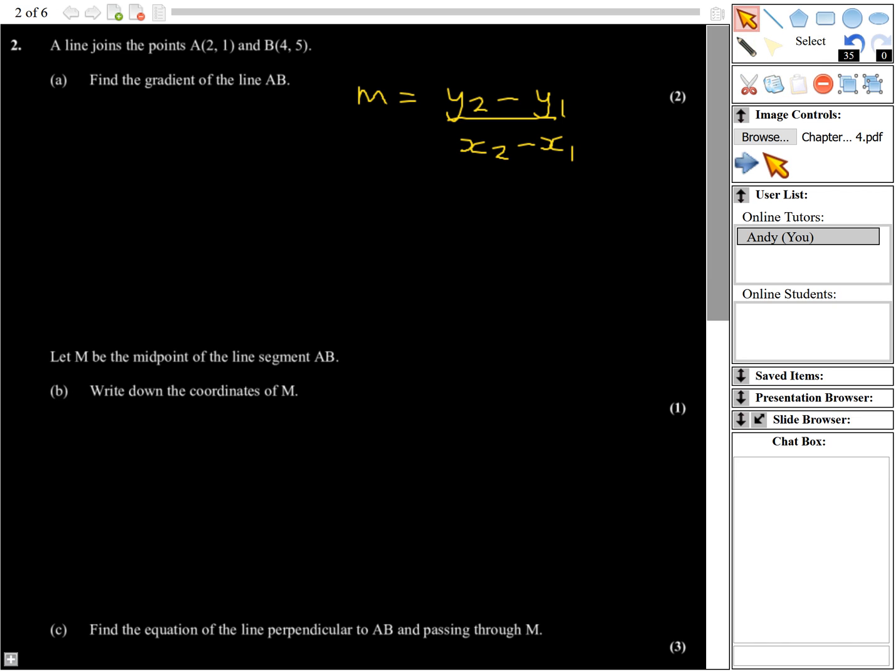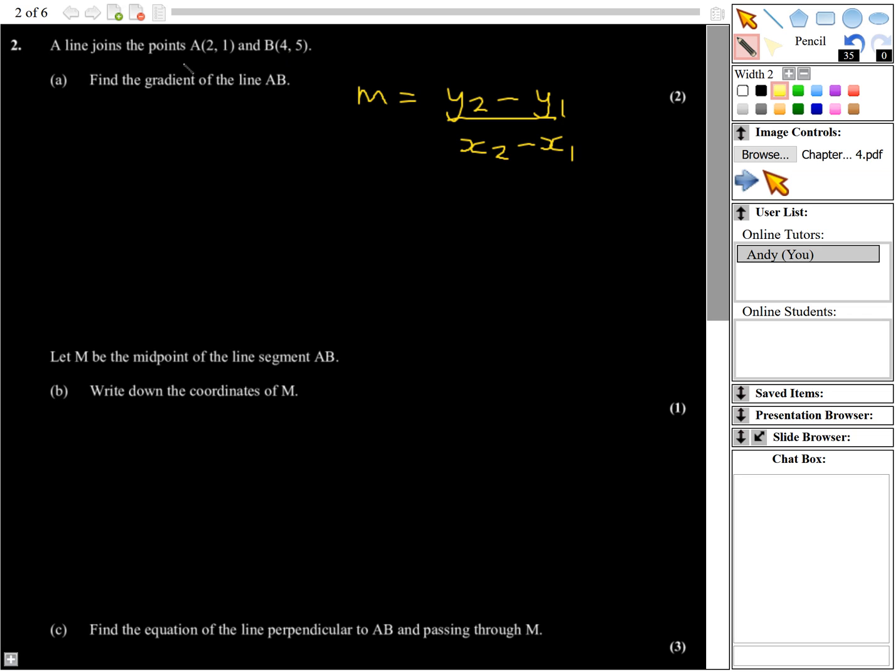Once we have the formula, we just need to substitute in the values. I'm going to start with this as my point 1 and this as my point 2. So y2 is going to be 5, y1 is going to be 1, x2 is going to be 4, and x1 is going to be 2. Let me just write it in. So m is going to be 5 minus 1 divided by 4 minus 2, which is 4 divided by 2, and simplified that is 2. So the gradient of the line AB is 2.